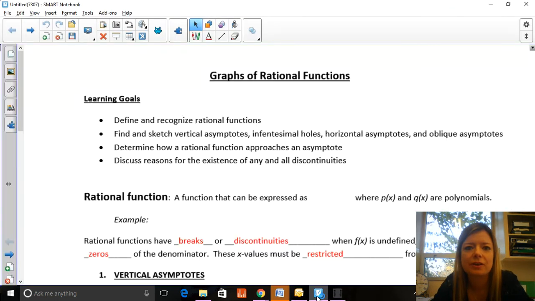This is our first foray into rational functions, so something where you actually have a function divided by a function, as opposed to just one divided by a function. Today we're focusing on three types of discontinuities: vertical asymptotes, infinitesimal holes, and horizontal asymptotes. In this note, we also talk about oblique asymptotes, but that is saved for a different video.